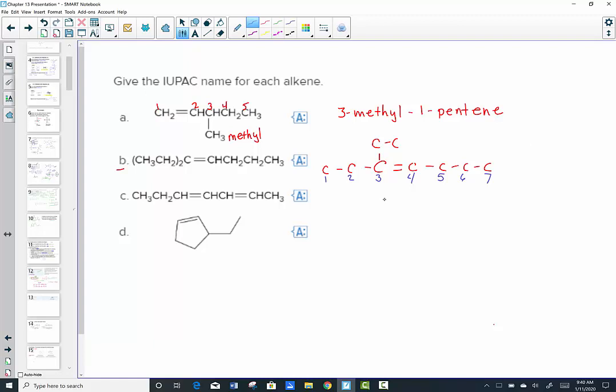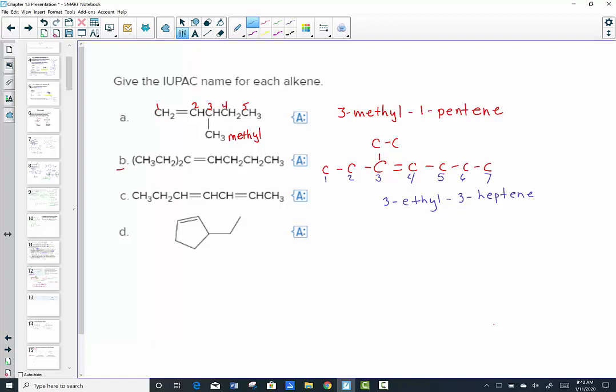but I like to double check to make sure that we indeed found the lowest number for the double bond. At carbon number 3, there is an ethyl group. That's a 2 carbon chain coming off of carbon 3. The longest carbon chain was 7, and in between carbon 3 and 4 is the location of our double bond. So here we hear the last name heptene, letting us know the double bond position in addition to the substituent group position. So we simply say 3-ethyl, 3-heptene.